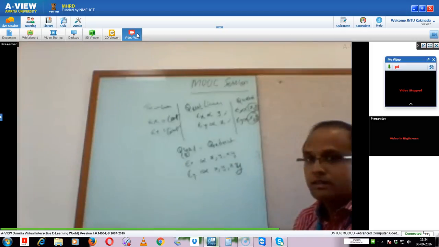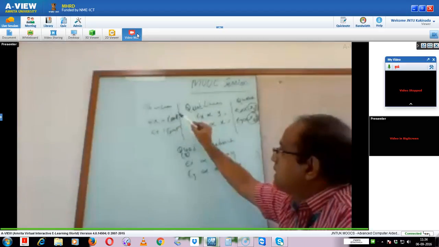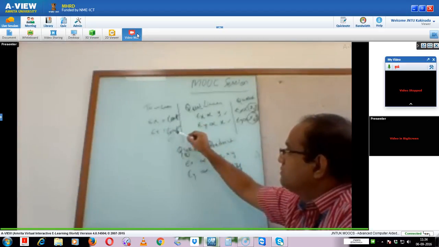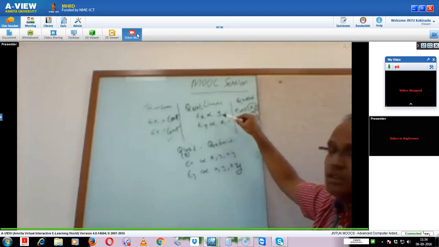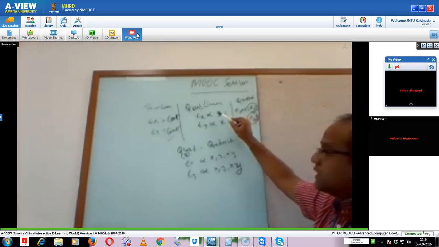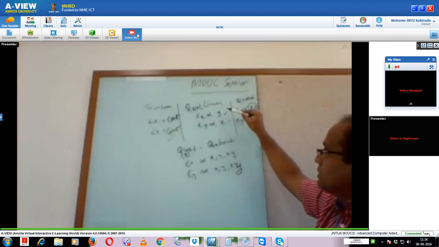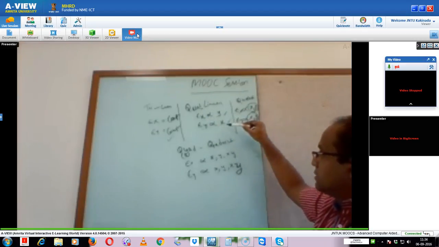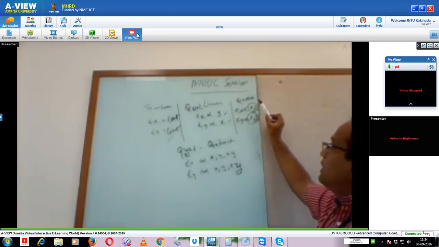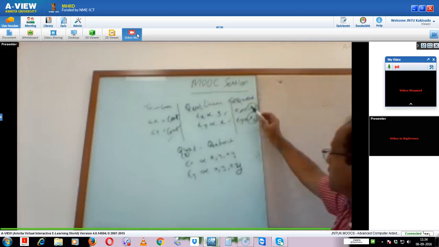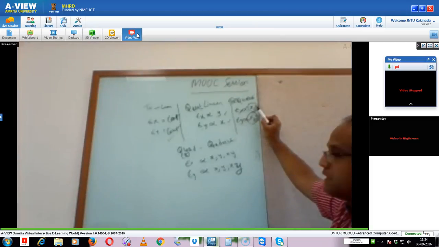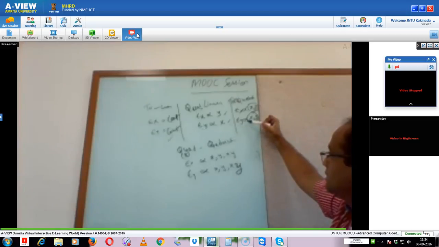So to summarize, trilinear strains are constant. For quadratic linear, the strain in x direction is directly proportional to y, and the strain in y direction is directly proportional to x. For quadratic, the strain in x direction is directly proportional to x comma y. The strain in y direction is also directly proportional to x comma y.